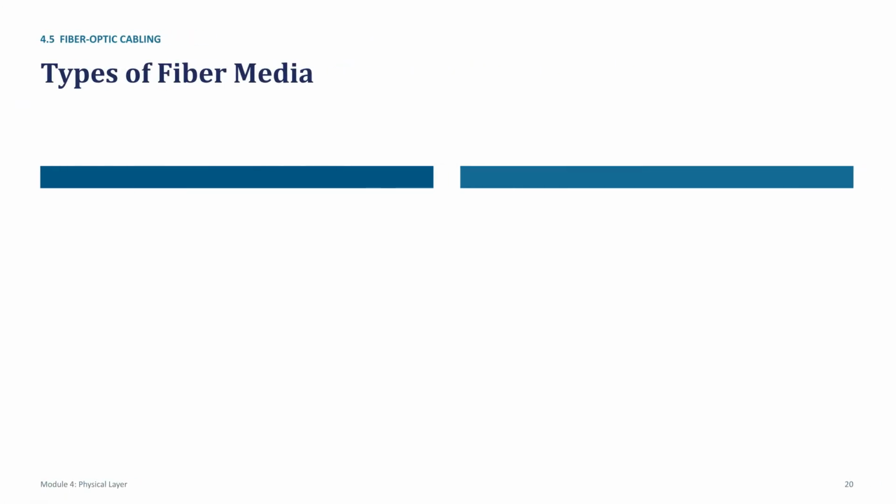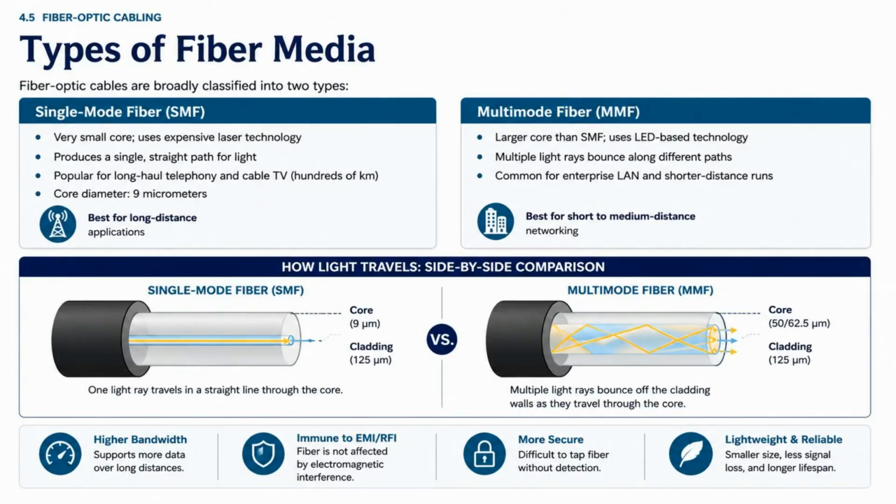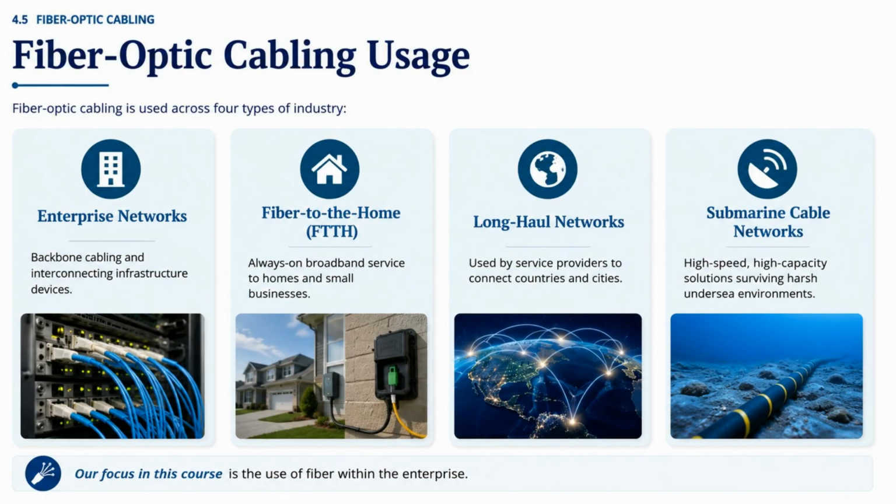Two fiber types are compared on screen. Single-mode fiber, SMF, has a very small core, uses expensive laser tech, sends one straight light path, and is used for long-haul telephony and cable TV over hundreds of km. Multi-mode fiber, MMF, has a larger core, uses cheaper LED tech, bounces multiple light paths, and is the common choice for enterprise LANs.